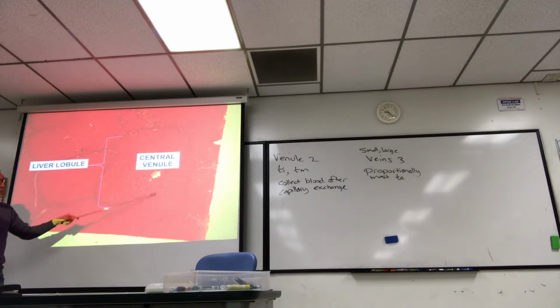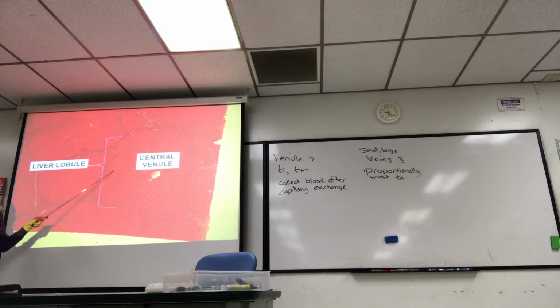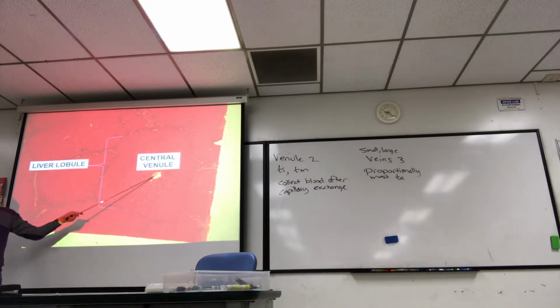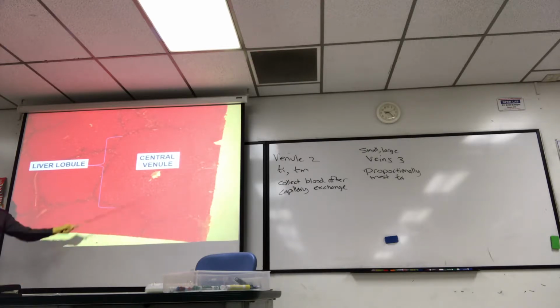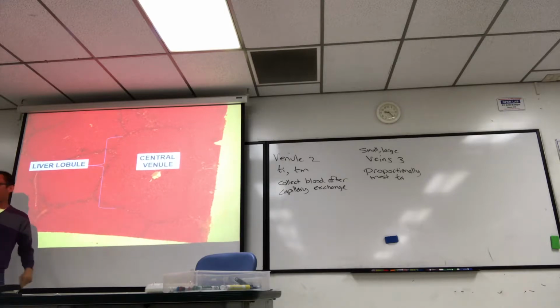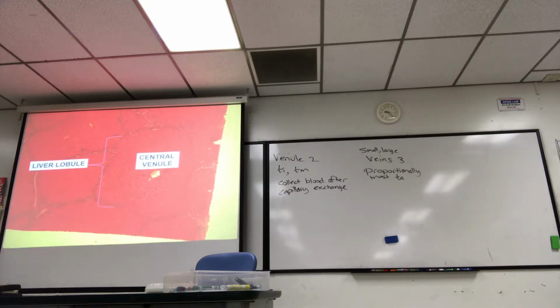There's all these sinusoids of blood flow. And all of these cells that pack out the lobule are the hepatocytes that do the job of the liver. And it processes the blood. As soon as the blood gets to the central venule, it's on the way out. Okay. But that's an example of a venule. I barely see any vessel wall in there. But that's my example of one.